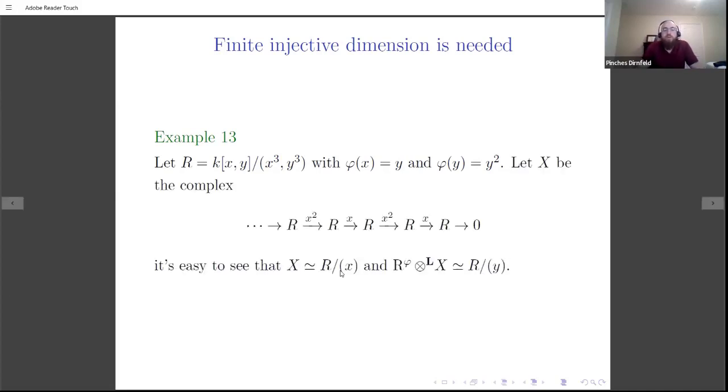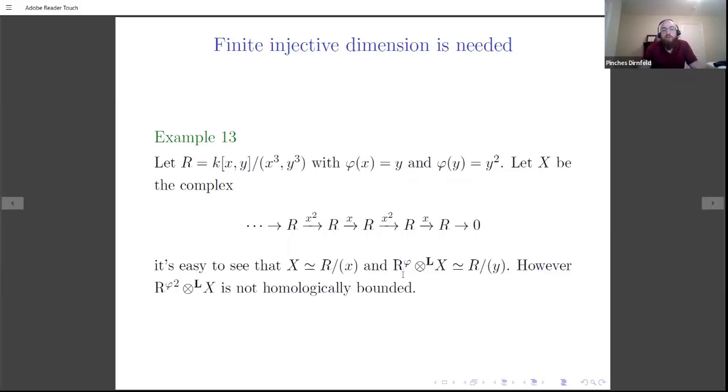So I'm looking at this complex, R to R. This is just the resolution of R mod x, right? So if I take this complex and apply R phi to it, I'm just replacing every x with y. So it's very easy to see that R phi tensor with k[x] is quasi-isomorphic to R mod y. So clearly this has finite homology.